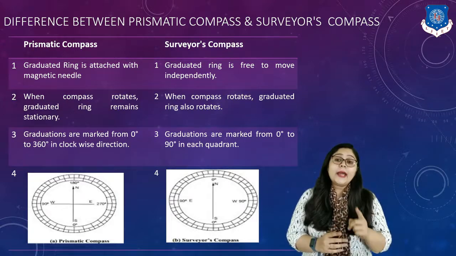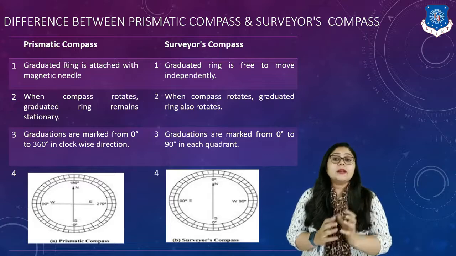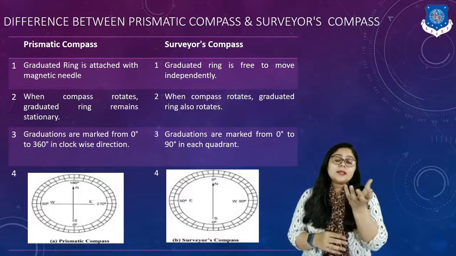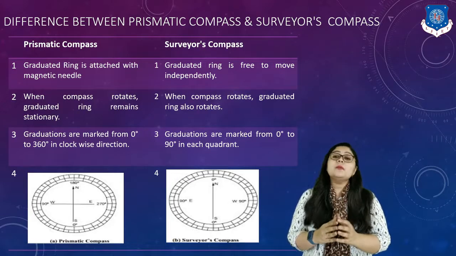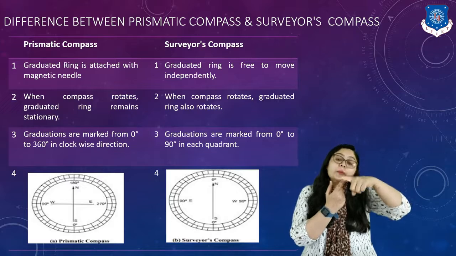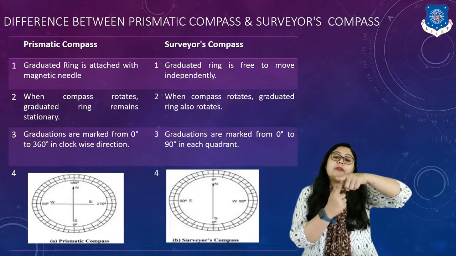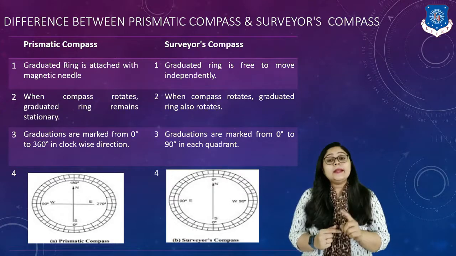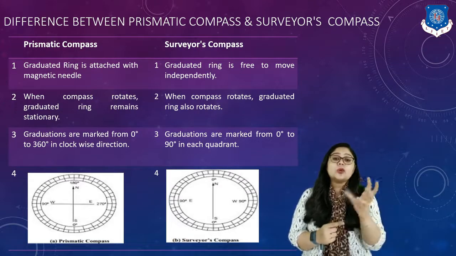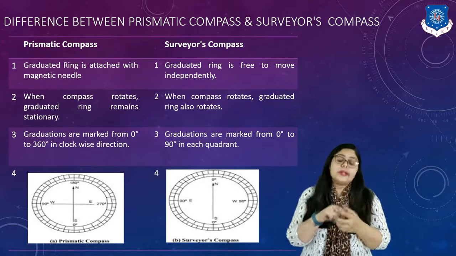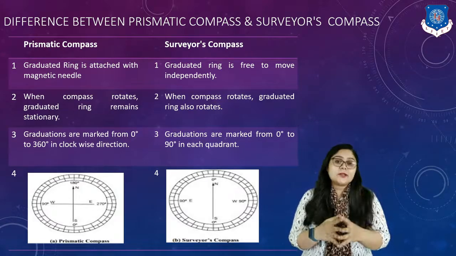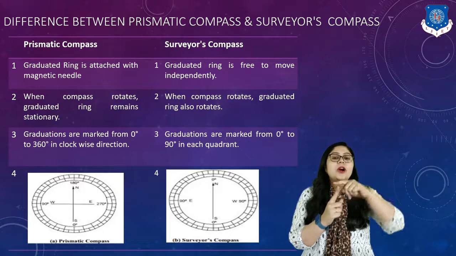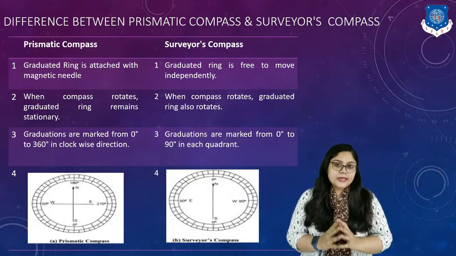Second difference is when the compass rotates, the graduated ring remains stationary. It means when the compass moves, the graduated ring doesn't move because it is connected with the needle, and the needle moves with reference to the magnetic field, not with reference to the box, right? While in surveyor's compass, when the compass rotates, the graduated ring also rotates because it is connected to the compass box. While the needle is free, so the needle adjusts itself according to the magnetic field of that place, right?